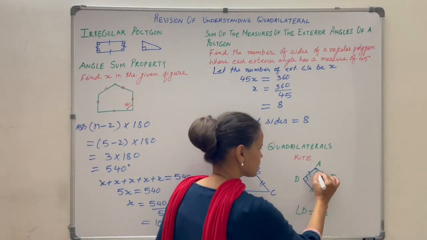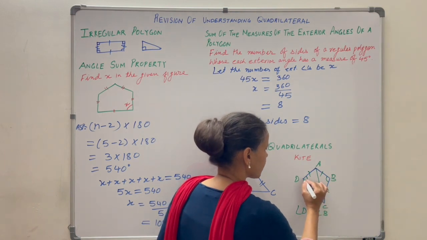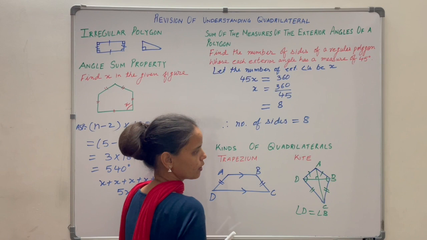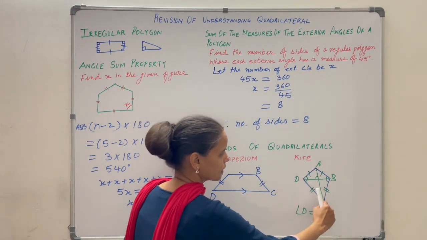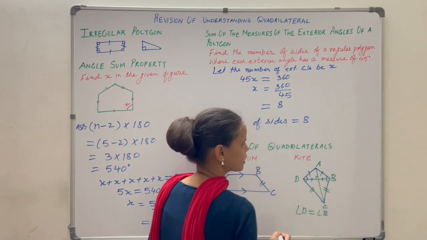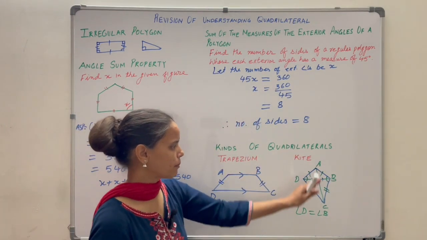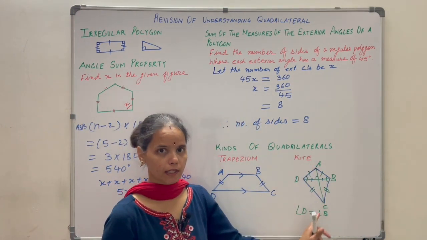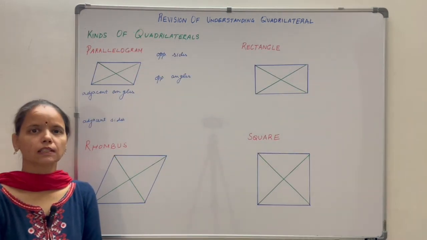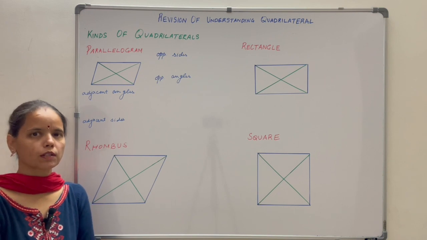And the diagonals of the kite are perpendicular to each other. They are perpendicular to each other, and this diagonal bisects DB into equal parts. So AC bisects DB. So one of the diagonals bisects the other diagonal at 90 degrees. Let us continue discussing kinds of quadrilateral.